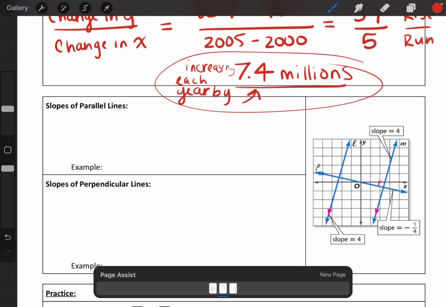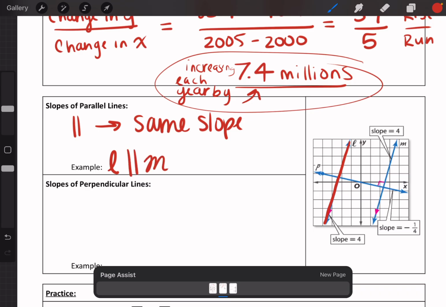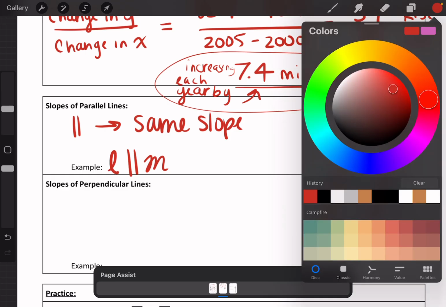Next up, parallel lines. Parallel lines are going to be, again, those lines that don't intersect or don't cross. These parallel lines are going to have, again, that's your parallel line symbol, same slope. Same slope. So if we look at our picture here, L, that is this line here, is parallel to M. And again, those are lowercase cursive letters. And if we look at their slopes, both of them have a slope of 4. Same slope.